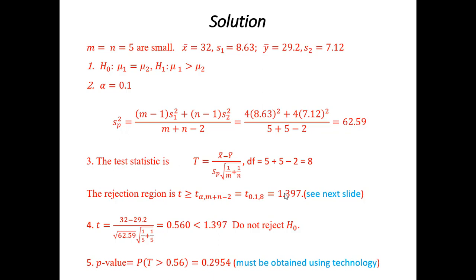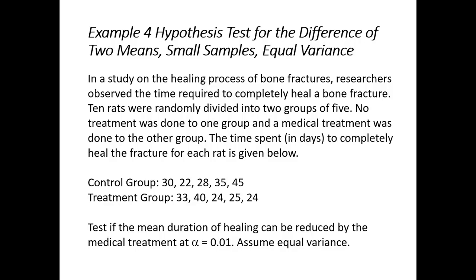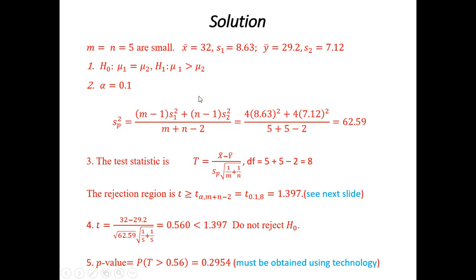Now we use our 5-step method. We want to know if one is better than the other. We want to test if the mean duration of healing can be reduced by the medical treatment. So that leads to this test over here. The claim would be over here, and we would be testing to see: does the control group take longer to heal than the medical treatment group? Remember, we want the healing to take place as quickly as possible. So we make this our alternative hypothesis. We could think of the null as mu1 equal to mu2, or also express it as mu1 less than or equal to mu2.